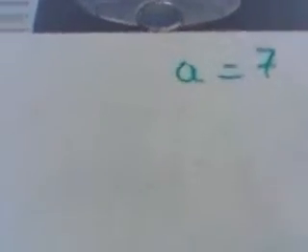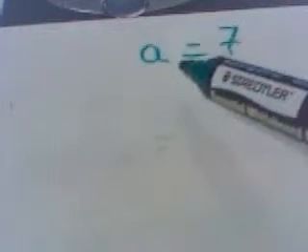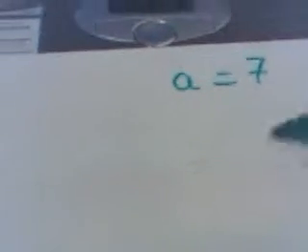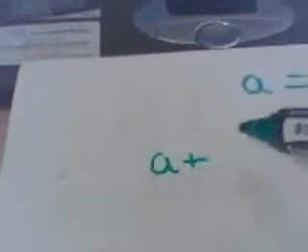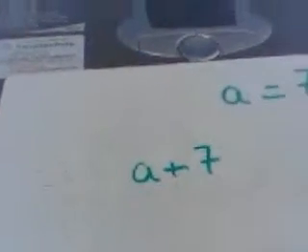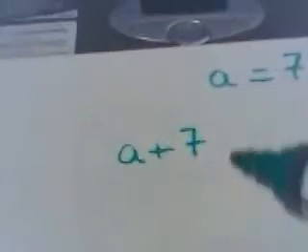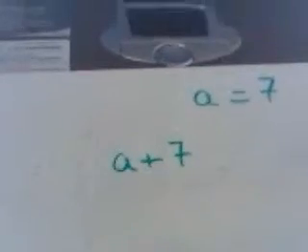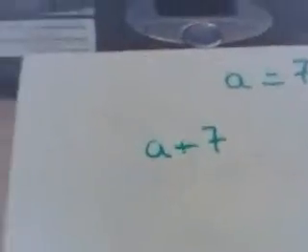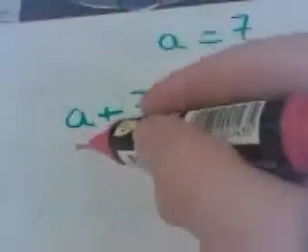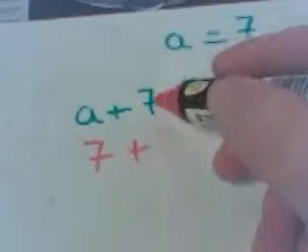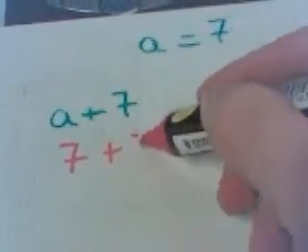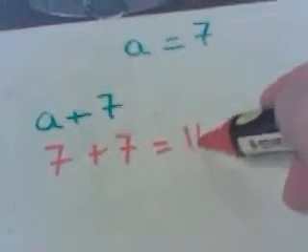We've been given a value for the letter A. Quite simply, A is equal to 7. So what can we do with it? Well, we could have something like this: A plus 7. Now this is called an expression, and to work it out, all we do is substitute the value of A into the expression. So we know A is worth 7, so we've got 7, add the 7 we're adding on. Anyway, that's a number to start with, we've got 14.